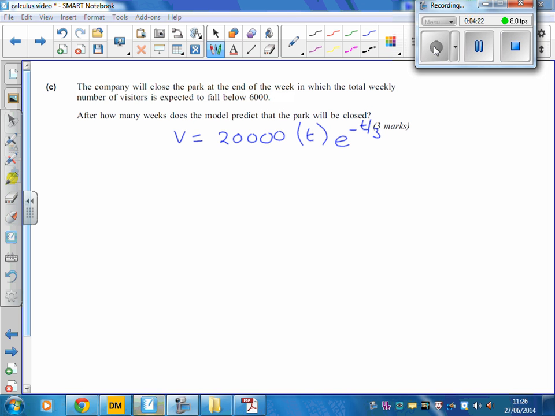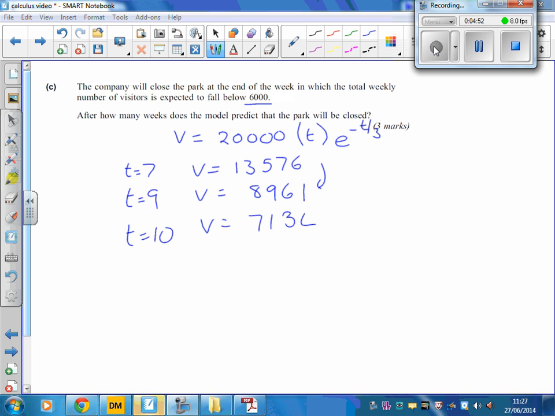So it's a calculator exercise, so I would do t equals 7 and calculate v, and that comes out as 13,576. I might look at t equals 9, and that comes out as 8961. I can see it's getting lower, but it's still not to the 6,000. So I might do t equals 10, and v comes out to be 7,134. So it's getting there, so I'm going to stick with just going up in ones and that gives me 5,623. So it's sometime between the end of week 10 and the end of week 11 that the park reaches 6,000. So it will close after 11 weeks.